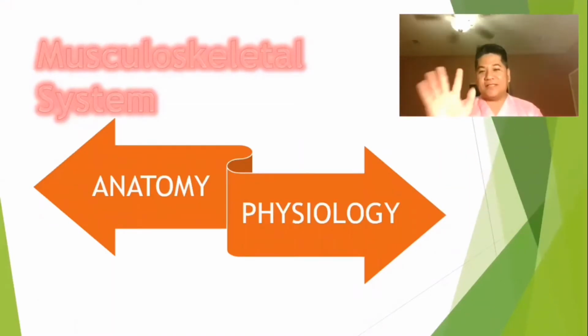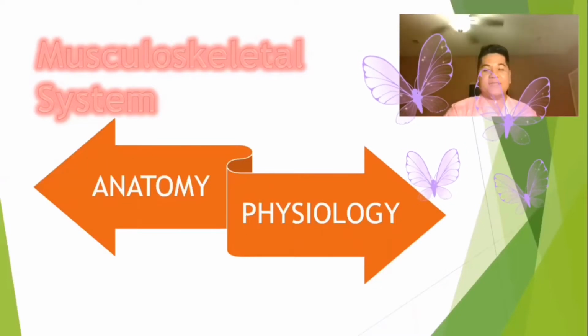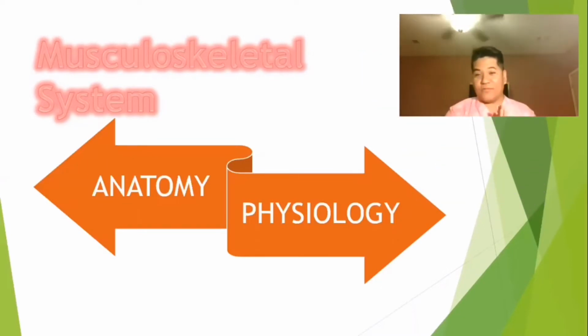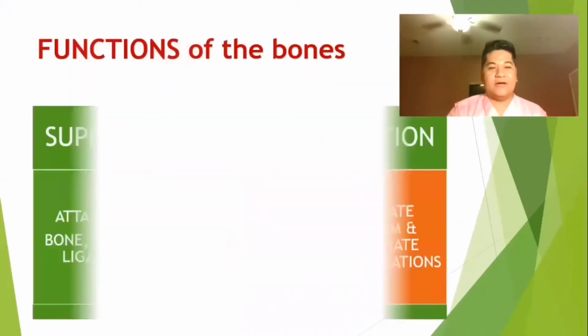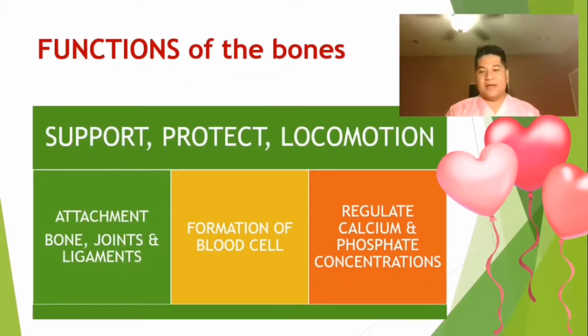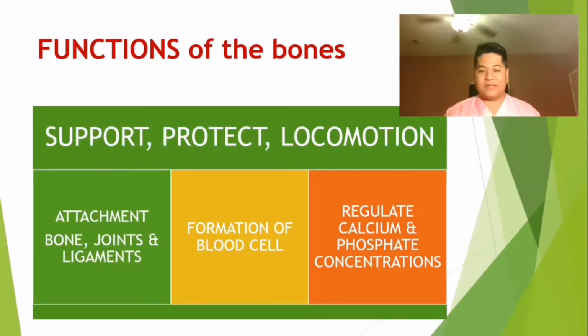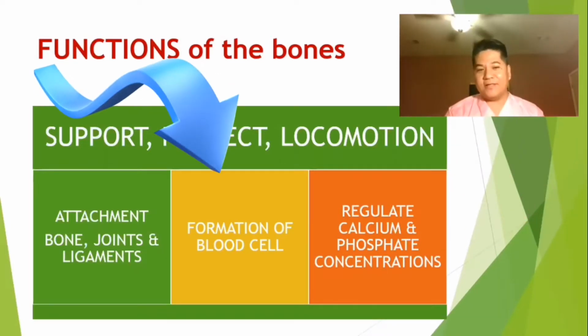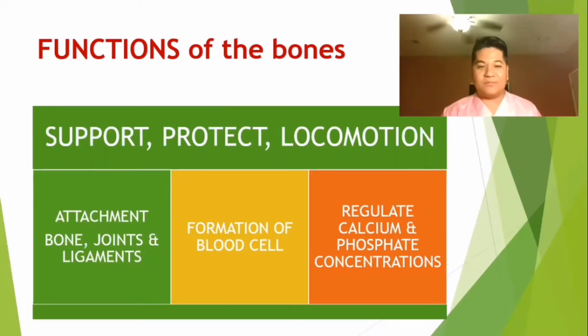Without further ado, let's start the review. The musculoskeletal system is composed of the muscles of our body and the bones. Now, the functions of the bones: it supports our body primarily. We're able to stand because of the bones, and it protects the internal organs, specifically on the trunk, which holds and protects the heart, the lungs, the liver, the GIT tract, and every internal organ that we have in our body.